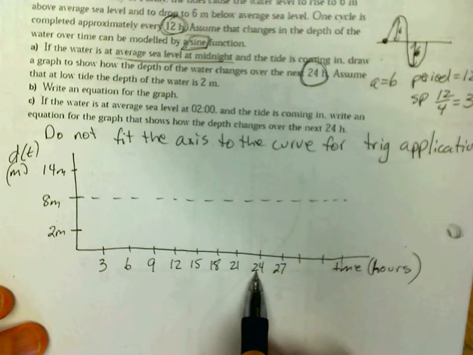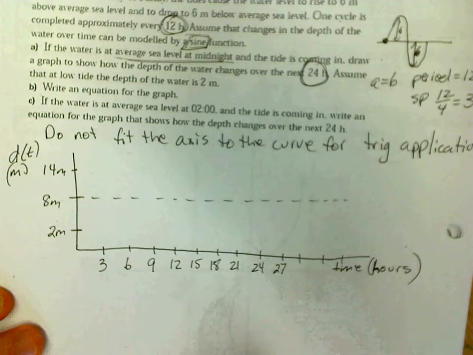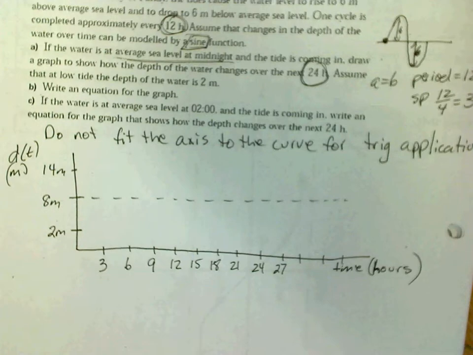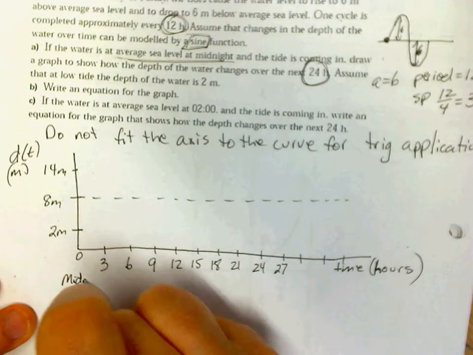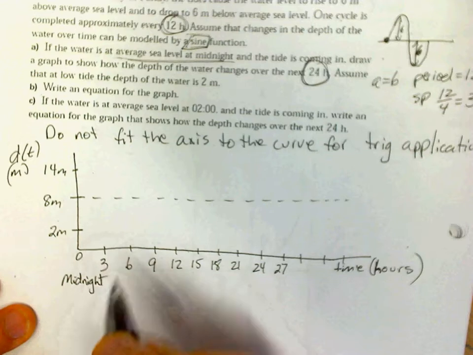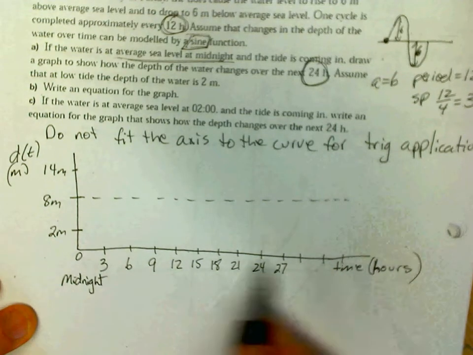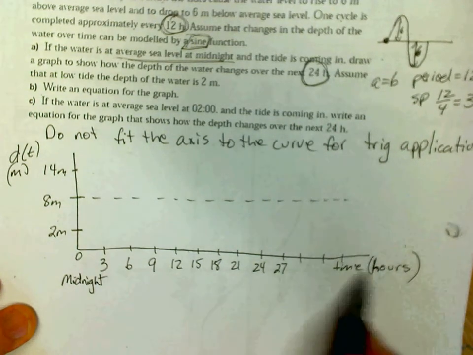How many cycles did they want? It's for 24. Oh, I guess it's just 2 cycles they want. I thought something was funny. Okay, the water is at average sea level at midnight, so we're going to say this is midnight, and our time is measured in hours after midnight.